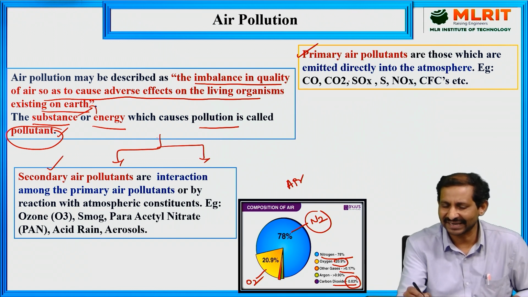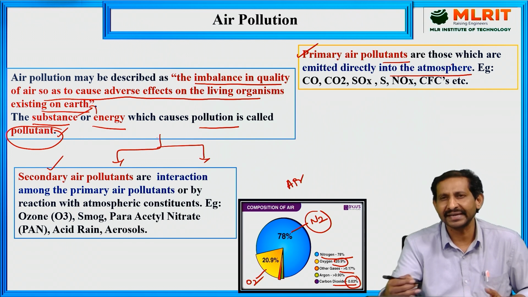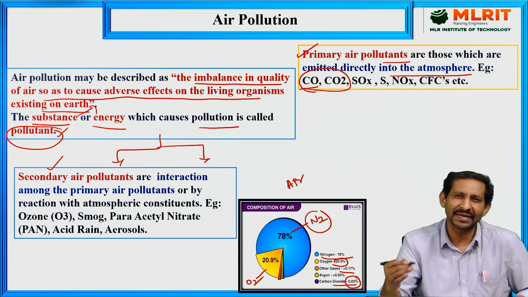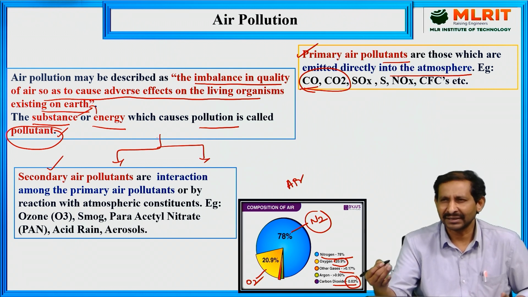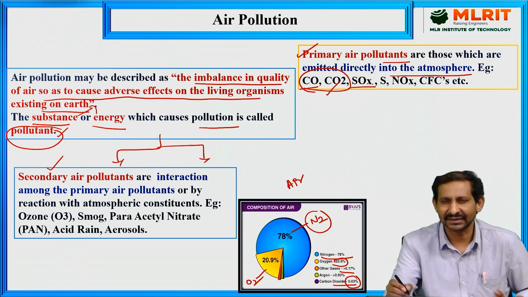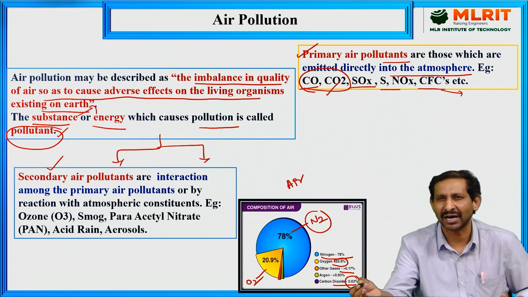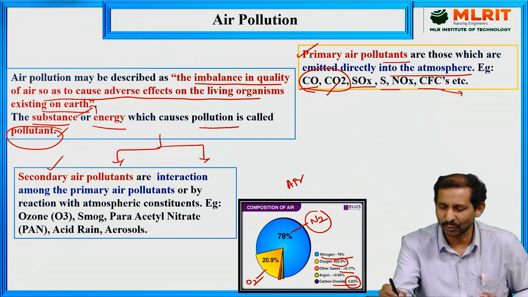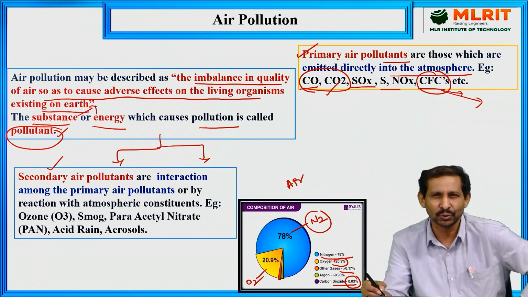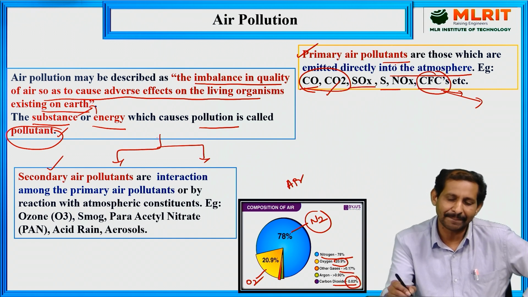Primary pollutants are directly emitted into the atmosphere, like carbon monoxide and carbon dioxide. These come directly through combustion in automobiles or are released by some industries. Sulfur oxides from thermal power plants, nitrogen oxides, chlorofluorocarbons, these are all coming directly into the atmosphere from a primary source. For example, chlorofluorocarbons are widely used as a coolant in refrigerators. So these are also released directly into the atmosphere. Those are called primary air pollutants.